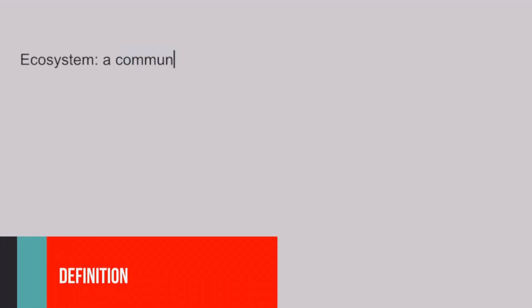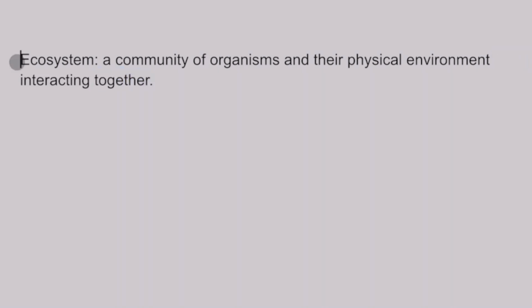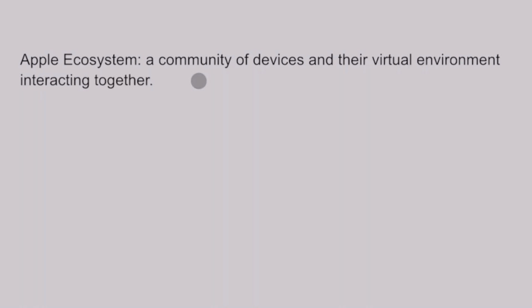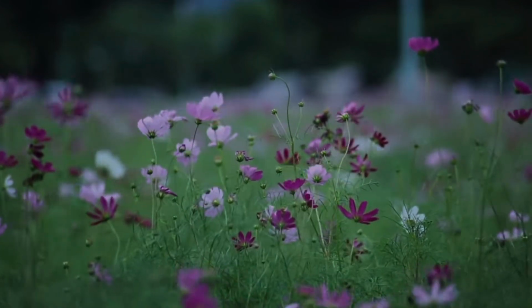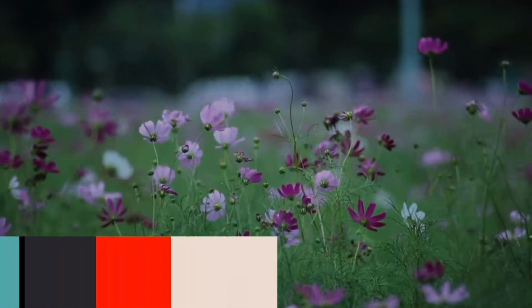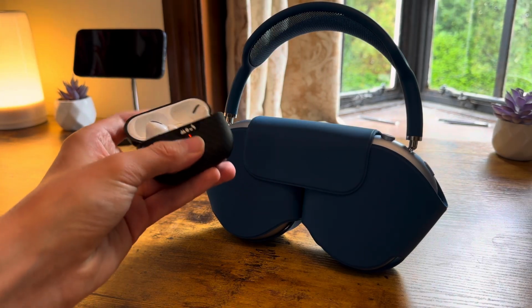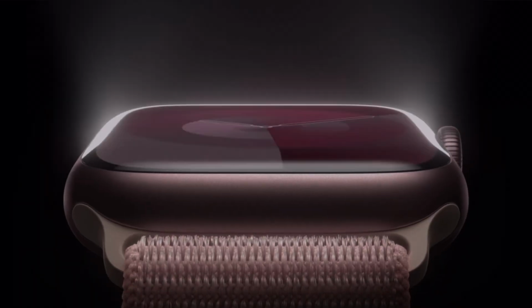An ecosystem is defined as a community of organisms and their physical environment interacting together. So, an Apple ecosystem is a community of devices and their virtual environment interacting together. So now we've come to a definition of the Apple ecosystem. What devices is it actually made up of? To name a few, there's the iPhone, AirPods, HomePods, Mac, iPad, Vision Pro or the Apple Watch.